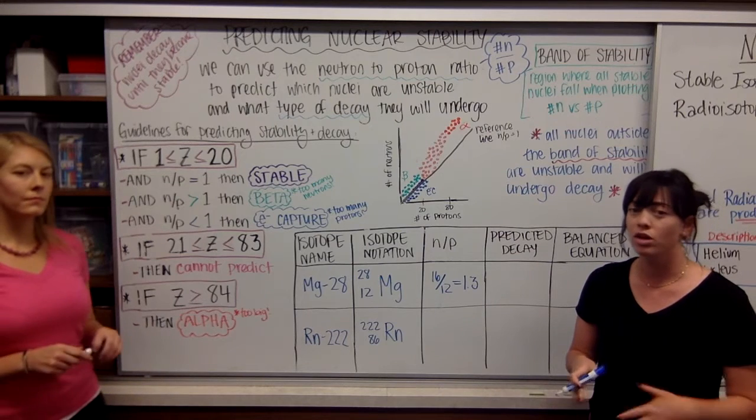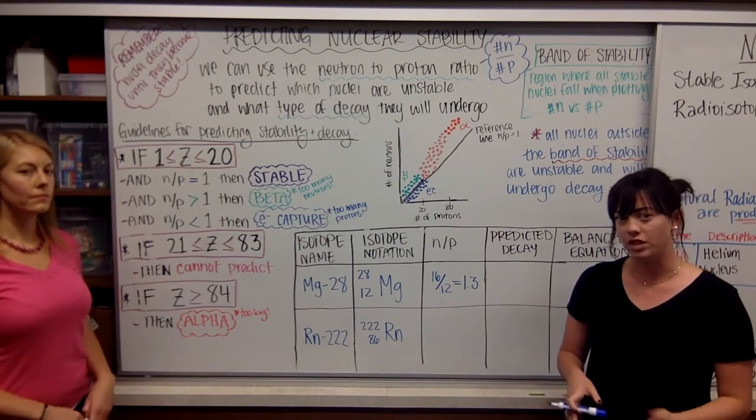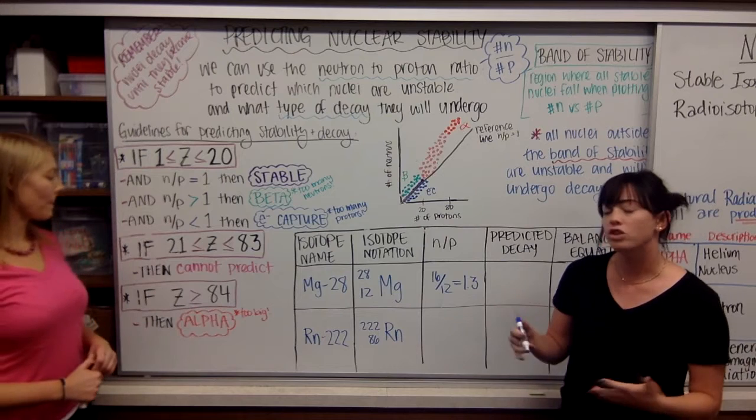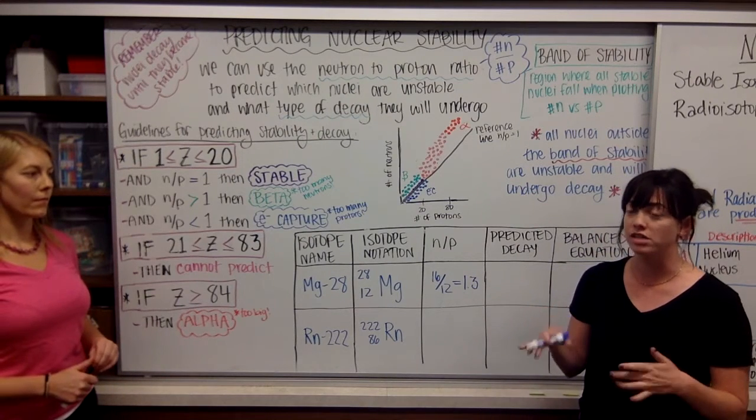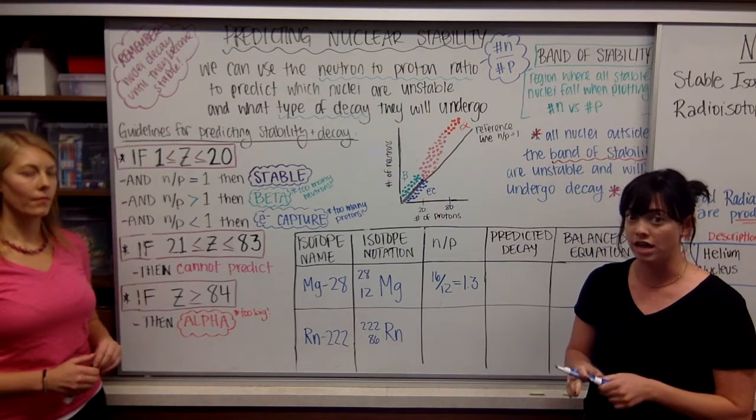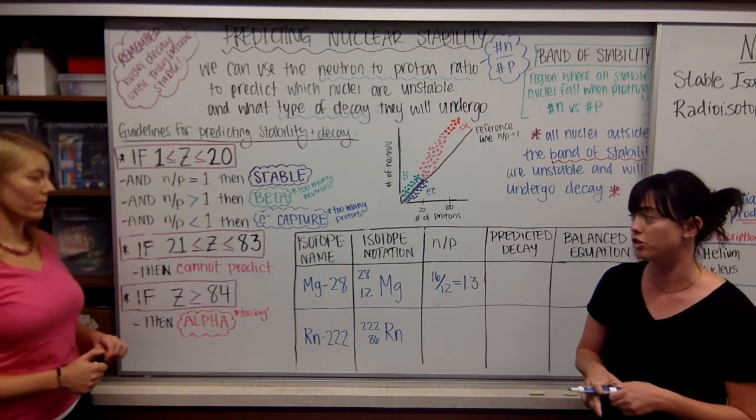Now, if our atomic number is between 21 and 83, we actually cannot predict whether or not any given nucleus is unstable, and therefore can't predict what type of decay it will undergo. But in the future, we are going to be looking at an app on our iPads that allows us to investigate all the radionuclides within that range.